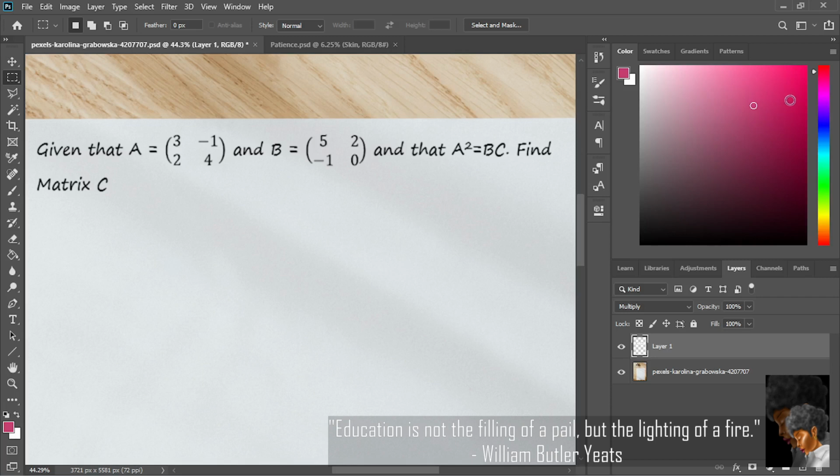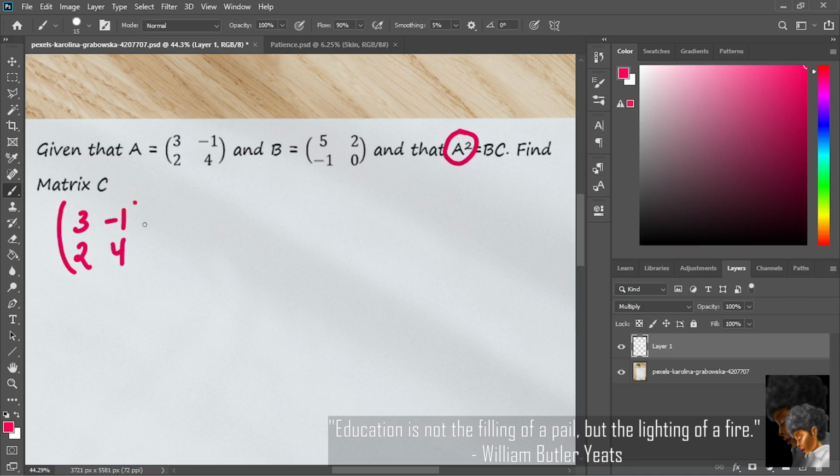So in this particular question of matrices, the first thing we're going to do is to look for A squared. To be able to get A squared, we are going to multiply A by itself. So we'll have 3, 2, negative 1, 4. This one we multiply by itself, which will be 3, 2, negative 1, 4.